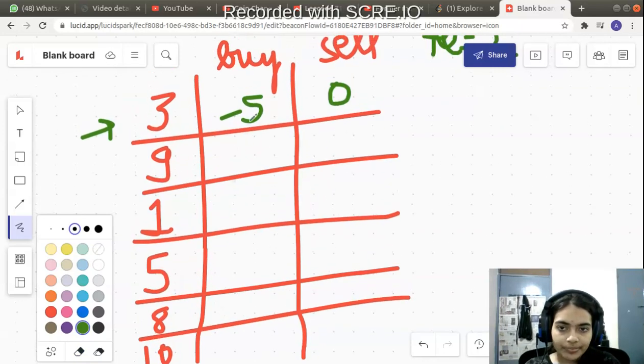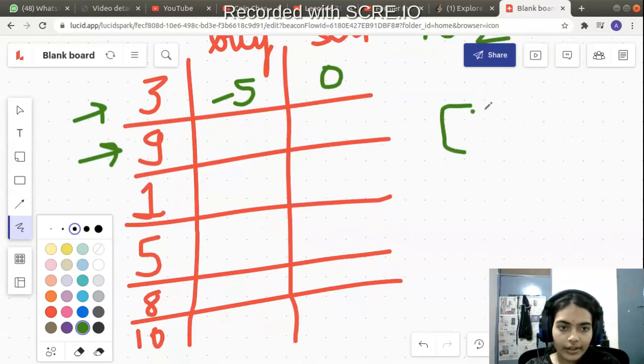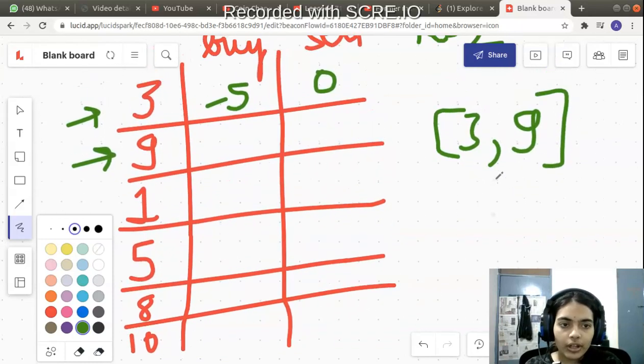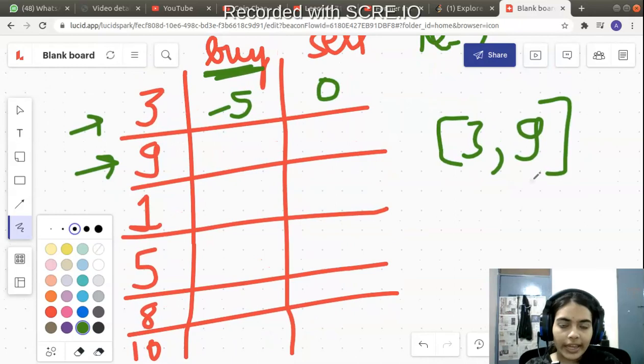Okay, now let's go to the next day. So now we are entering day 2. Day 1 stock price was 3, day 2 stock price was 9. Now you are entering day 2, and let's just consider the buy option. Once you know the stock price of day 2 also, you can think and decide.